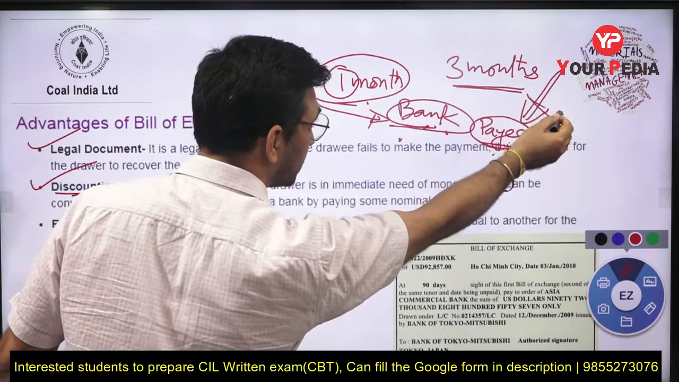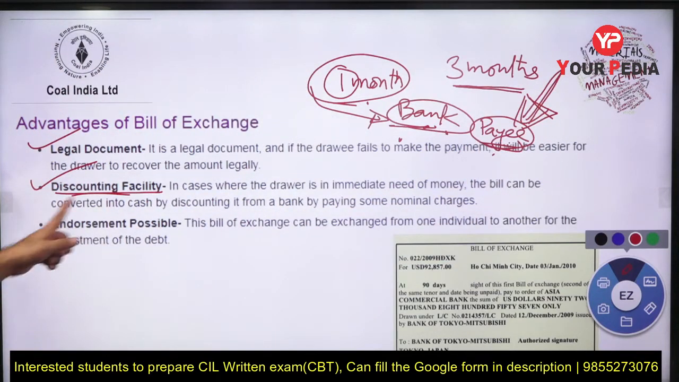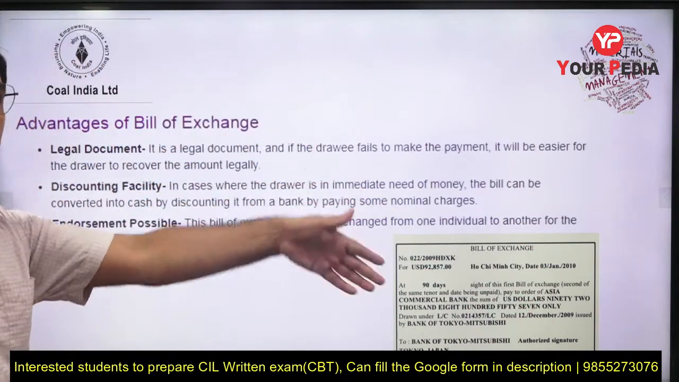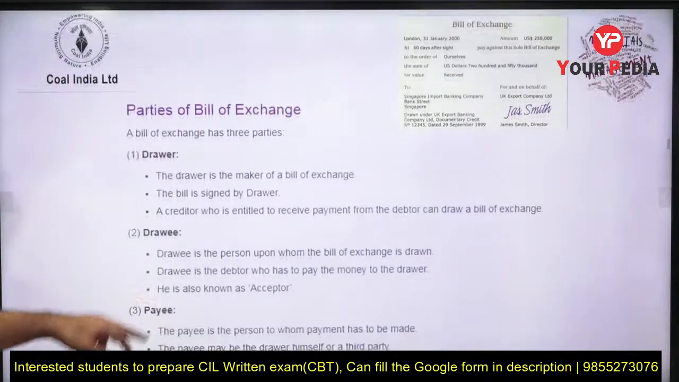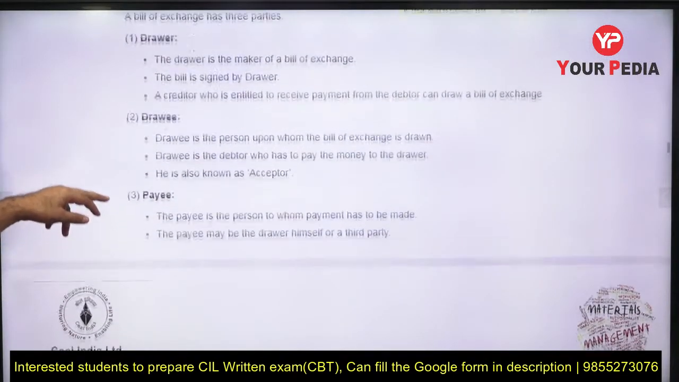अब बैंक जो पूछेगा आपसे after 3 months, right? So discounting facility also available. Endorsement possible. So endorsement का मतलब third party. So not only to the bank but some third party also, right? So that is how you have to understand this.